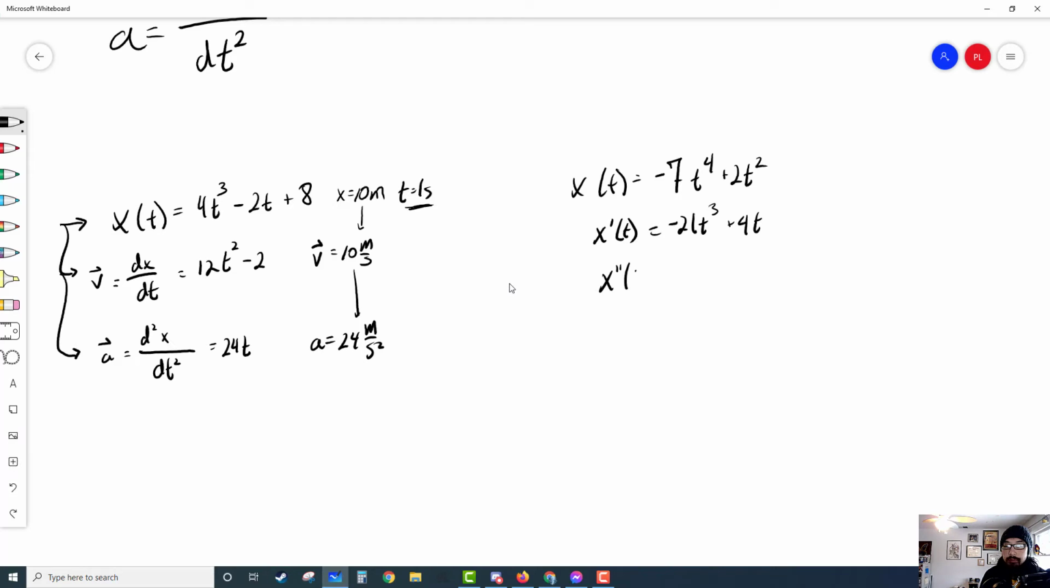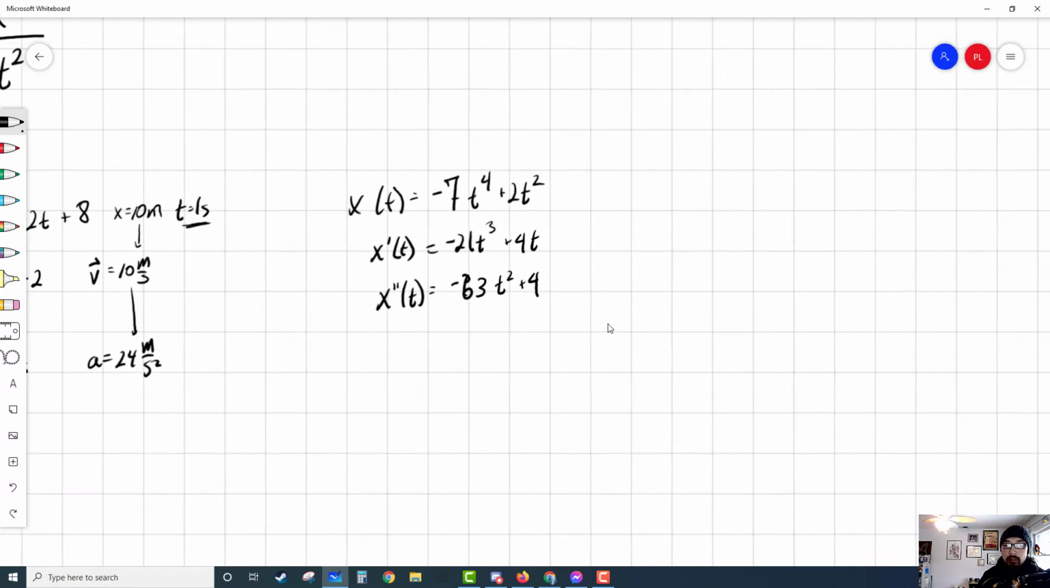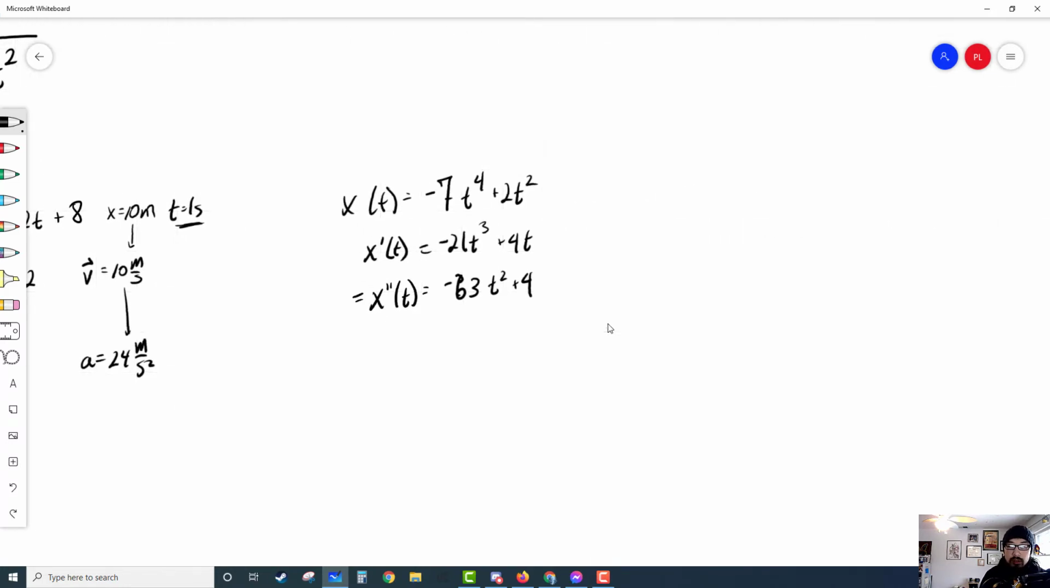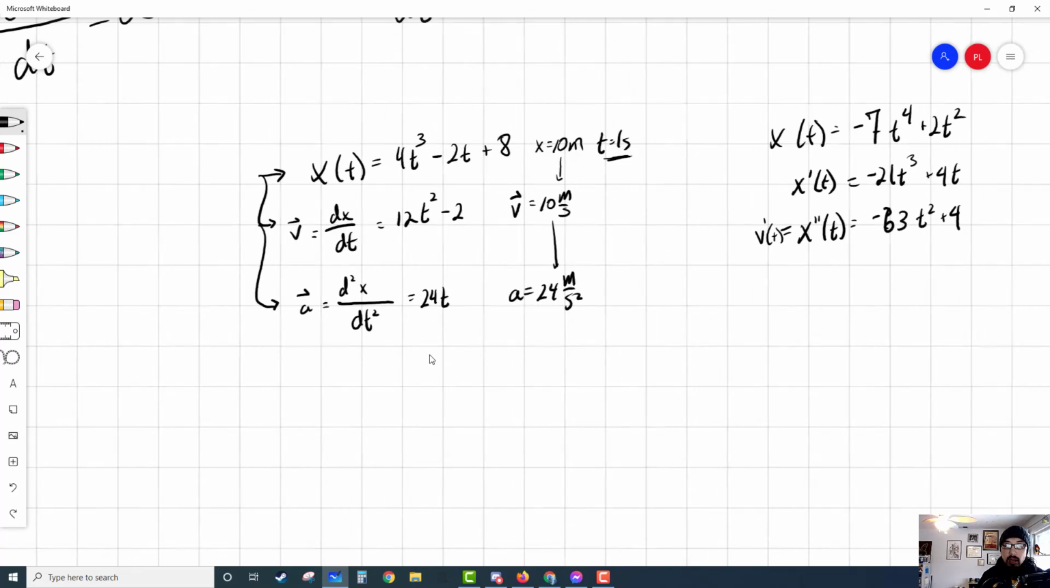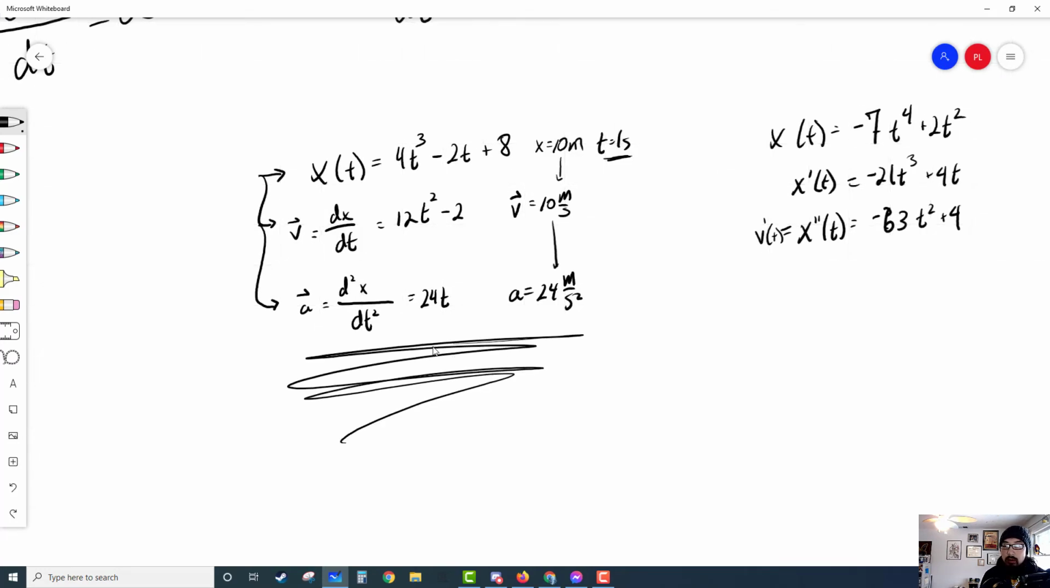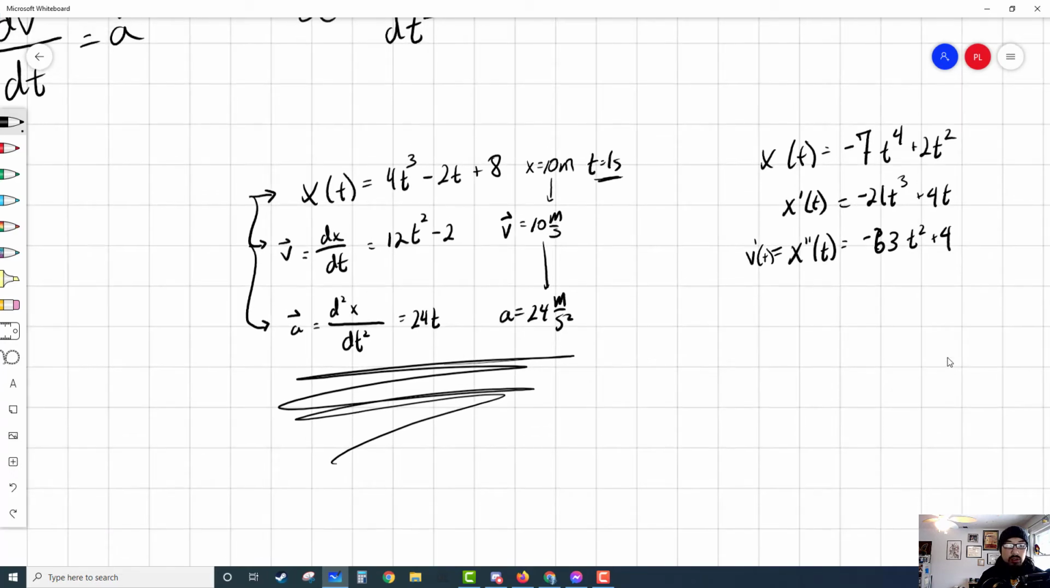If we do that again, we can write it like this. 3 times negative 21 gives us negative 63 t^2, plus 1 times 4 just gives us 4. So that's one way of writing it. We can also write this as v'(t). It's really up to you. Personally, I prefer this method over here, but that's just a personal taste.